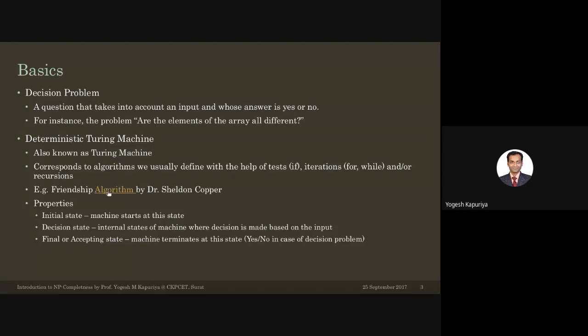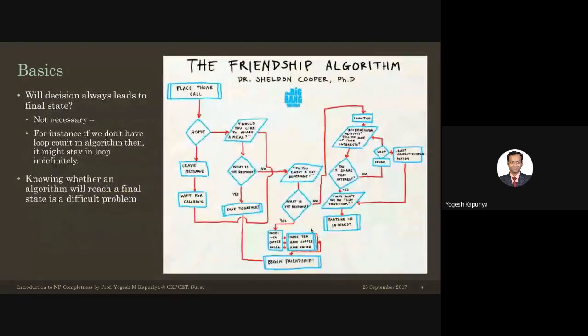Now, what is that friendship algorithm? It's basically a decision problem only. Two persons are interested in starting or building a friendship between them. This algorithm will identify what the scenario will be, what the outcome will be.